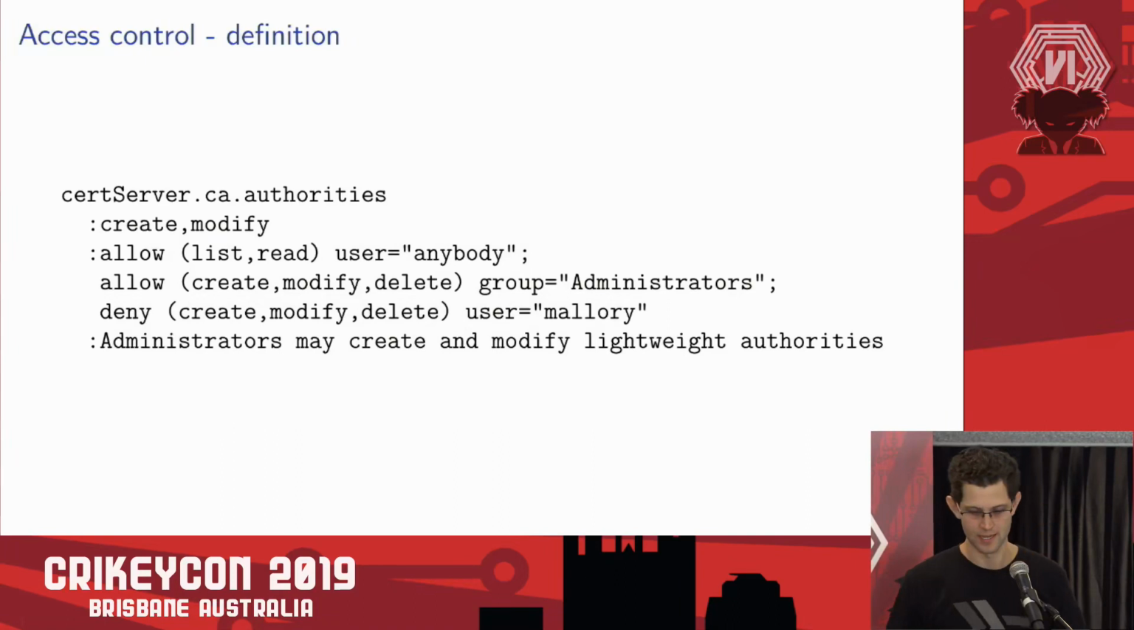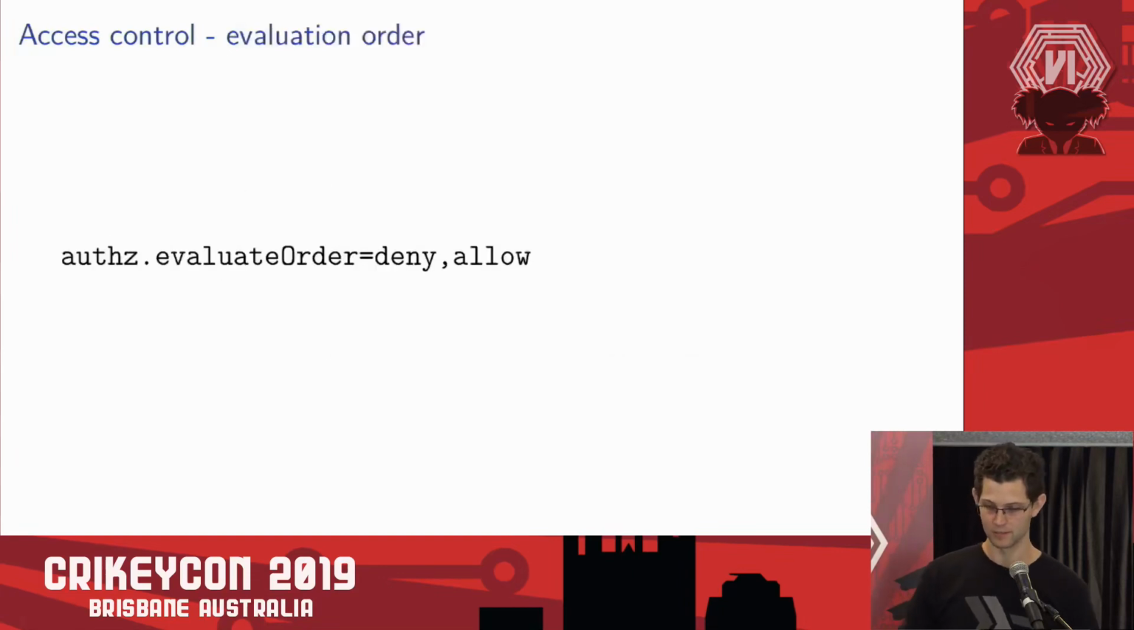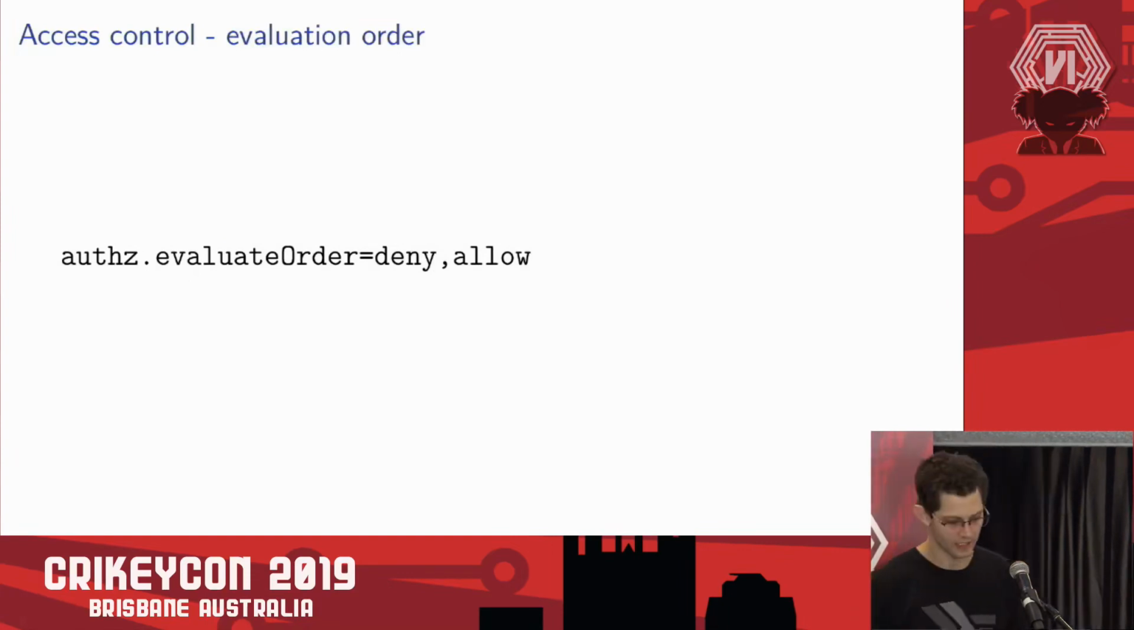So in this case, anybody can list or read the authorities in the instance. Administrators can create, modify and delete, but Mallory, whether she's an administrator or not, may or may not be able to create, modify, delete the authorities, depending on this configuration, the evaluation order. If you've seen Apache access control configuration, you will have seen something exactly like this. Basically, it's just a global configuration that says, do we process the deny rules first or the allow rules first? Okay, so that's the setting.